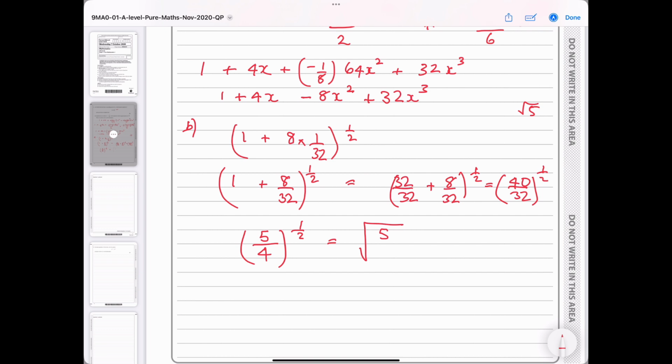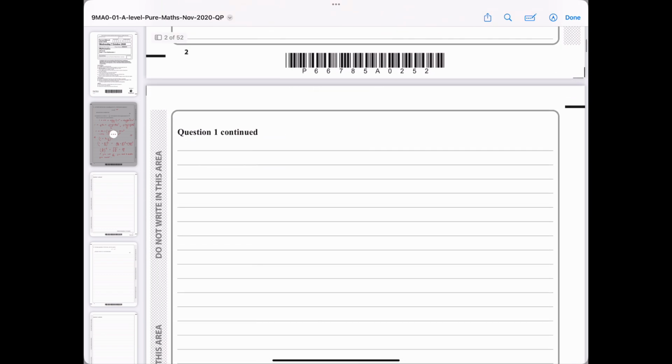which we can rewrite again as root 5 over root 4, which equals root 5 over 2. So that approximates to root 5 over 2. So if you use 1 over 32, you need to double your answer, because otherwise you'll get root 5 over 2. Otherwise you get half of what you need.